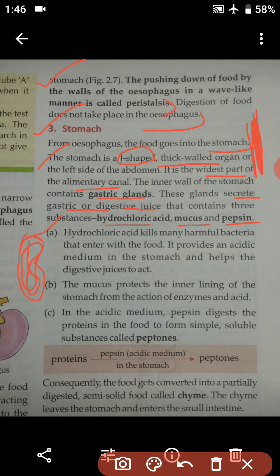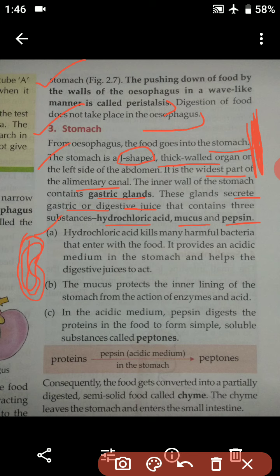Number 1, hydrochloric acid kills many harmful bacteria that enter with the food. So students, whenever we take any kind of food, there are some bacteria present in the food. So whenever that enters our stomach, what happens? The hydrochloric acid will kill all the harmful bacteria present inside the food.